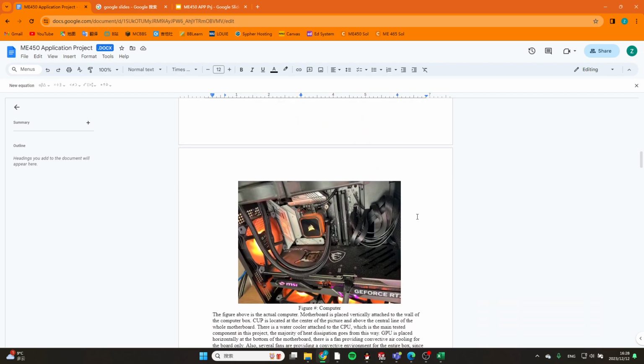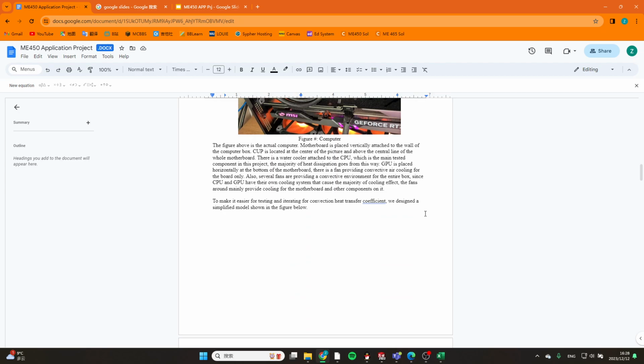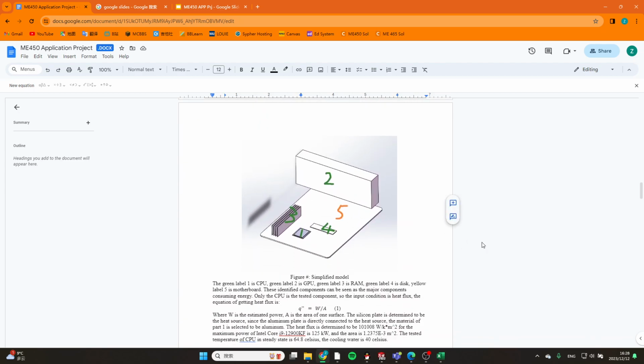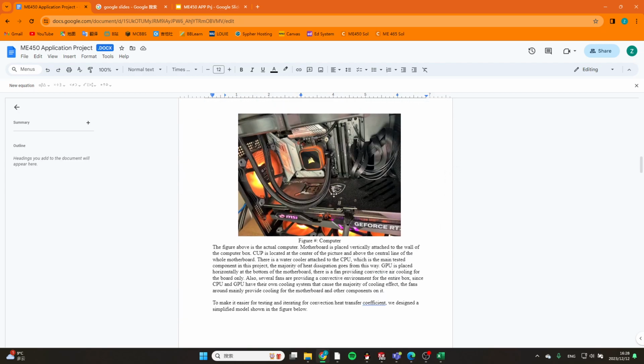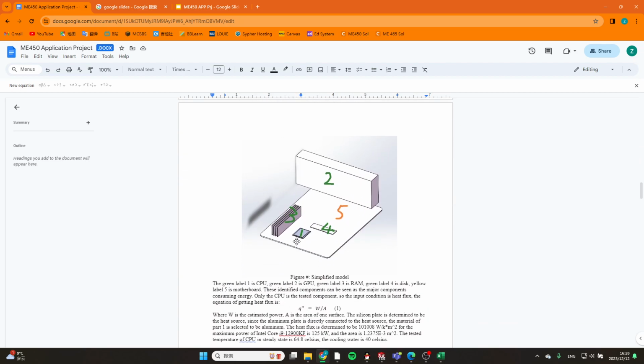This model is kind of complex for either modeling or simulating, so we identified these components as the majority of heat generation and heat dissipation requirement for the entire thing. So we came up with a simplified model, still close to this one, just easier to work with. This one is CPU, GPU, RAM, disk, and motherboard.